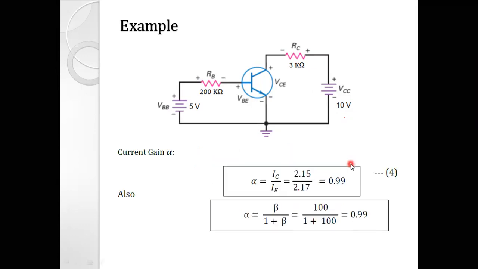Then we are supposed to find the current gain. Current gain alpha is IC divided by IE. We calculated IC and IE, so by substituting them into this equation, we get alpha. This is the first way to find alpha. The second way, if you know the value of beta, which is given in the problem statement as 100, is to substitute beta into the equation: alpha is 100 divided by 1 plus 100, so 0.99.